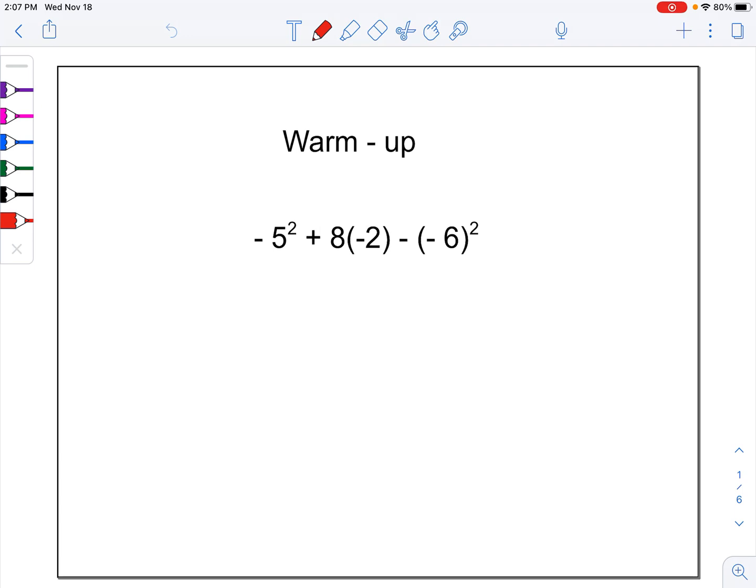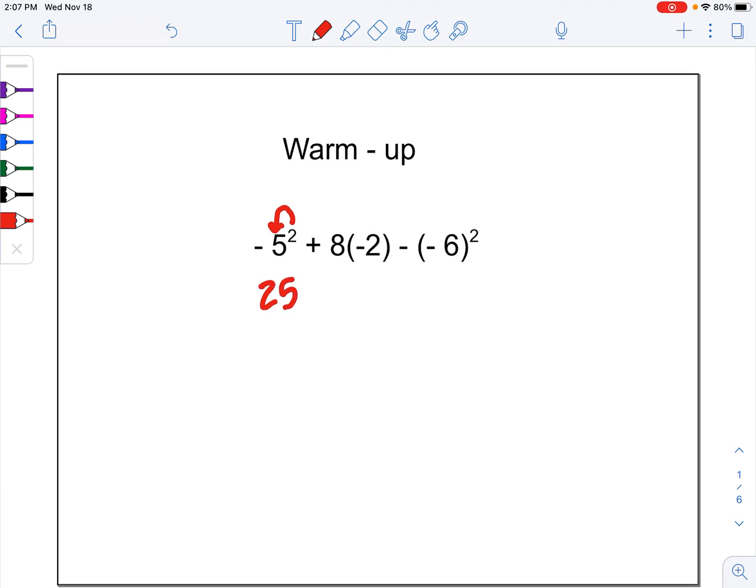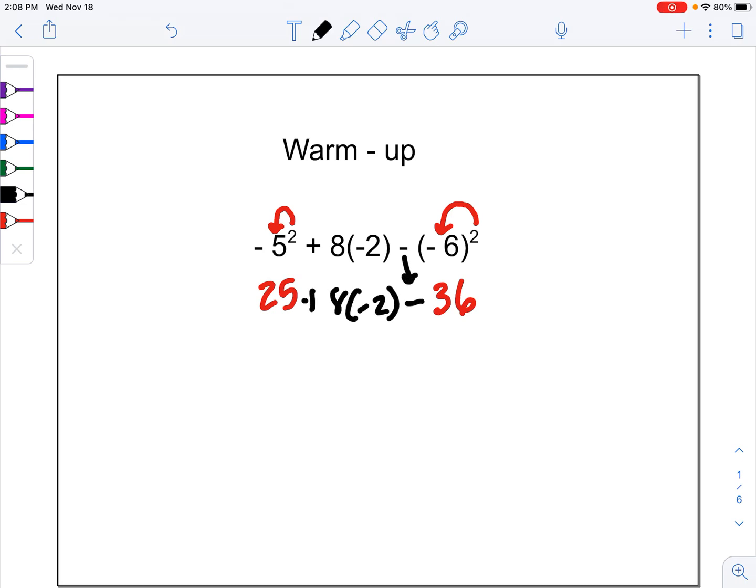So I'm going to move right on to exponents. Remember at the beginning here, I said the opposite of 5 squared. So I am not squaring a negative 5. I am just squaring 5, and that is 25. And then down here, I said negative 6. So I am squaring a negative 6. So negative 6 times negative 6, that is positive 36. And then I'm just going to bring everything else down. Here comes this subtraction, 2, negative 8, and plus.